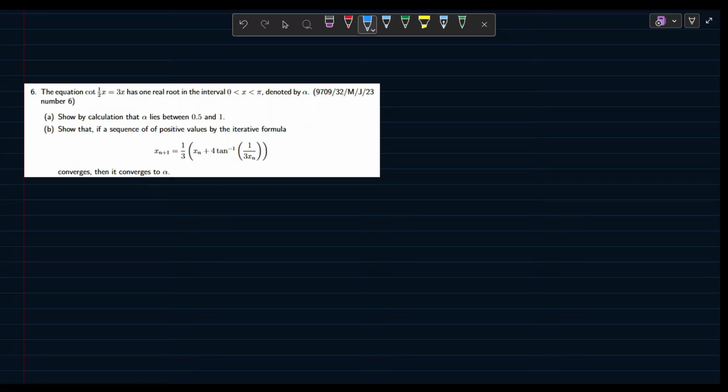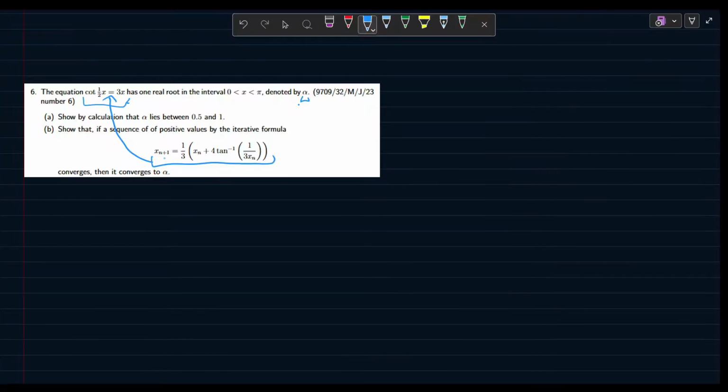If we read through the question, the equation cot x equal to 3x has one real root in the interval x between 0 and pi, denoted by alpha. We know that alpha is the root of this equation. So part B is saying, show that if a sequence of positive values given by the iterative formula converges, then it converges to alpha. So what they're basically trying to tell you here is that alpha is the root of this equation. So show that this iterative formula is the same as this original equation, that equation that produces alpha. So we have to prove that this iterative formula is the same as that.